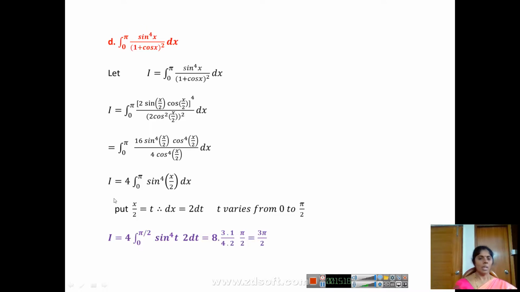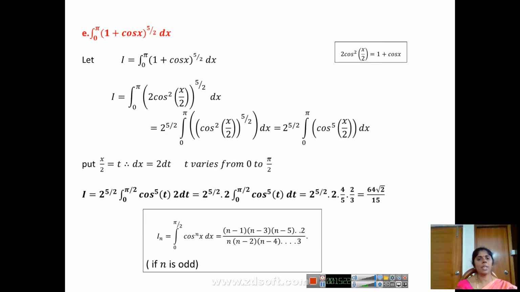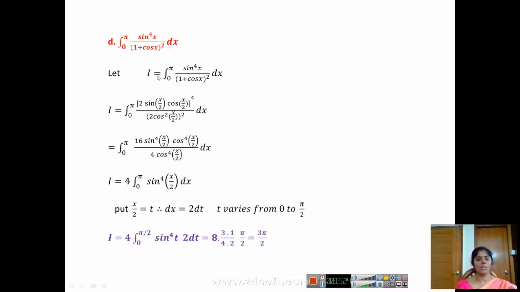Here I have considered a different problem in terms of sine as well as cos, using the definite integral properties. The integral from 0 to pi is given, and the function f of x is given in the form of a fraction: in the numerator sine to the power 4 of x, divided by (1 plus cos x) whole to the power 2, dx. First, we have to simplify these trigonometric terms.